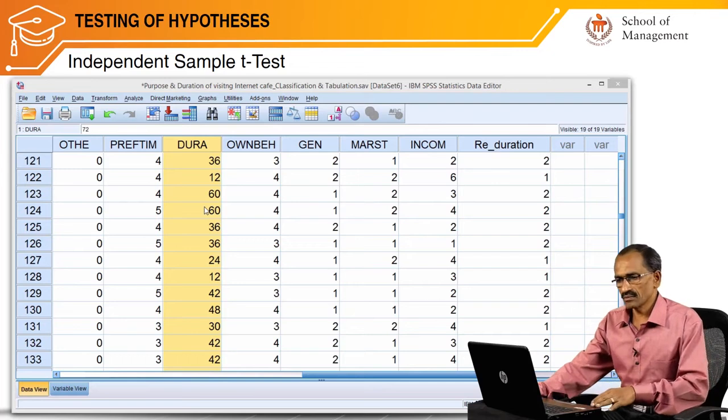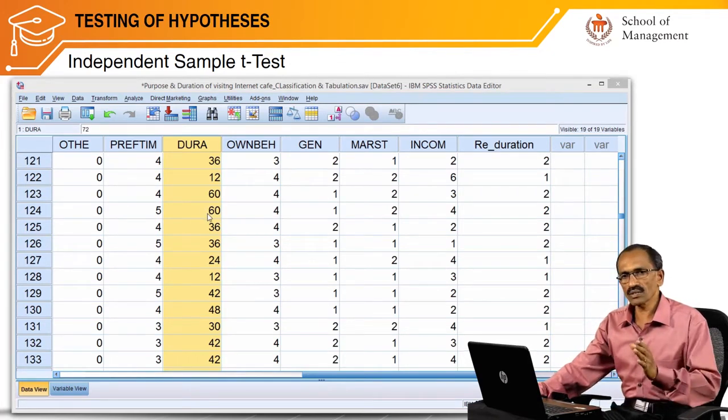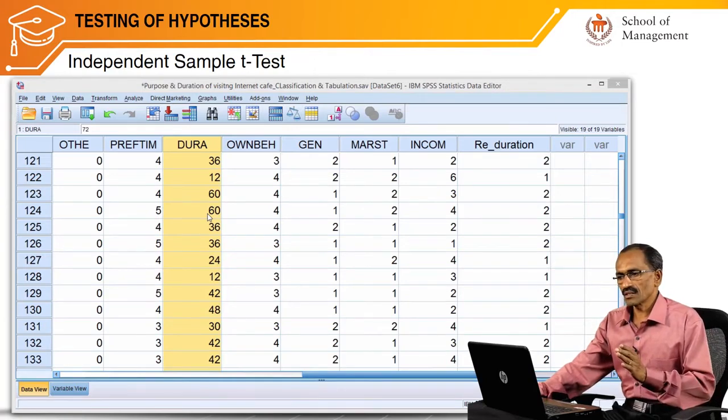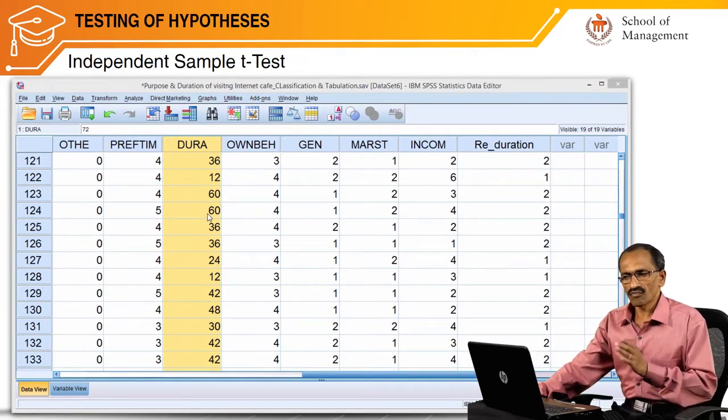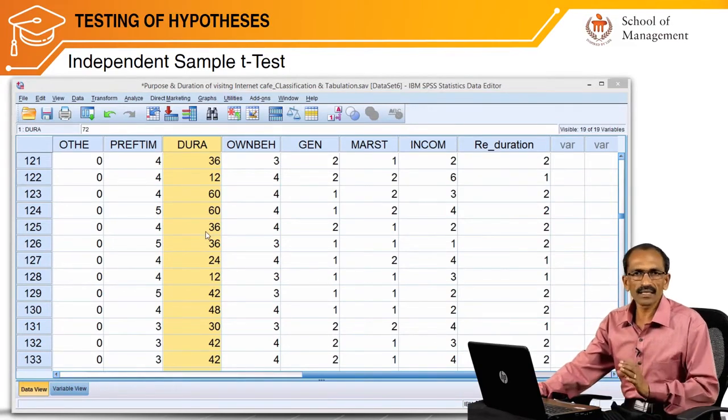How will you do this? What is our null hypothesis? Our null hypothesis is that there is no significant difference between male and female with respect to their duration of visiting internet cafe. That is our null hypothesis. And how will you do this test, and what is the ideal test?